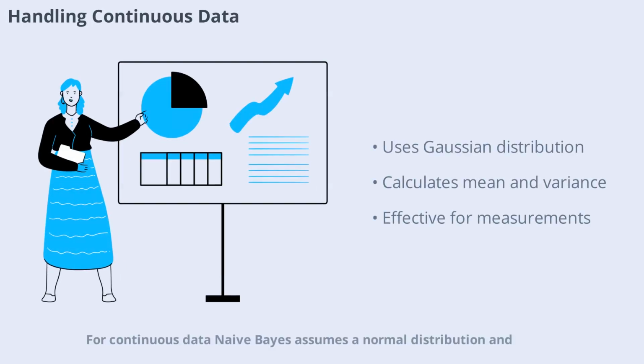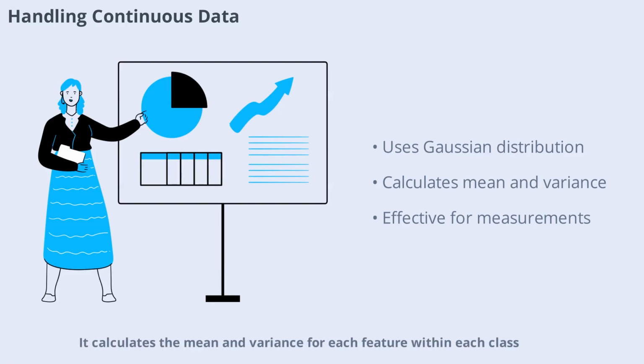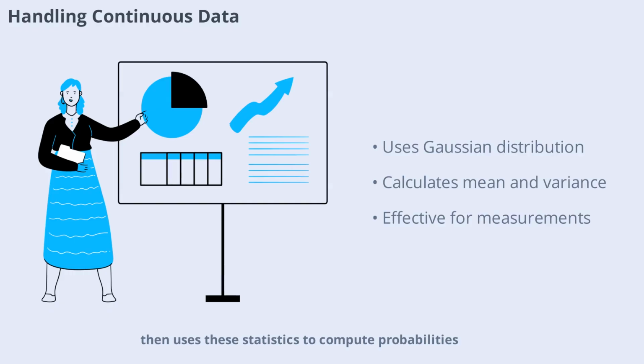For continuous data, Naive Bayes assumes a normal distribution and uses the Gaussian version of the algorithm. It calculates the mean and variance for each feature within each class, then uses these statistics to compute probabilities. This approach is effective for datasets like medical measurements or financial indicators.